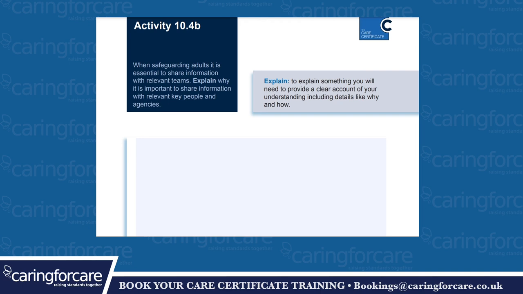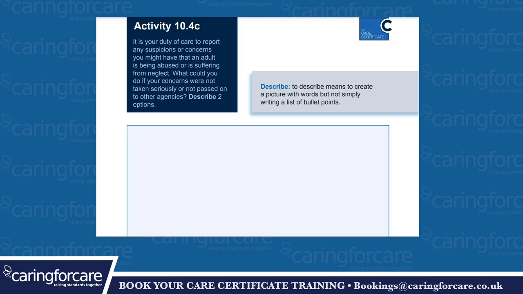When safeguarding adults, it is essential to share information with relevant teams. Explain why it is important to share information with relevant key people and agencies. Explain. To explain something, you will need to provide a clear account of your understanding, including details like why and how.